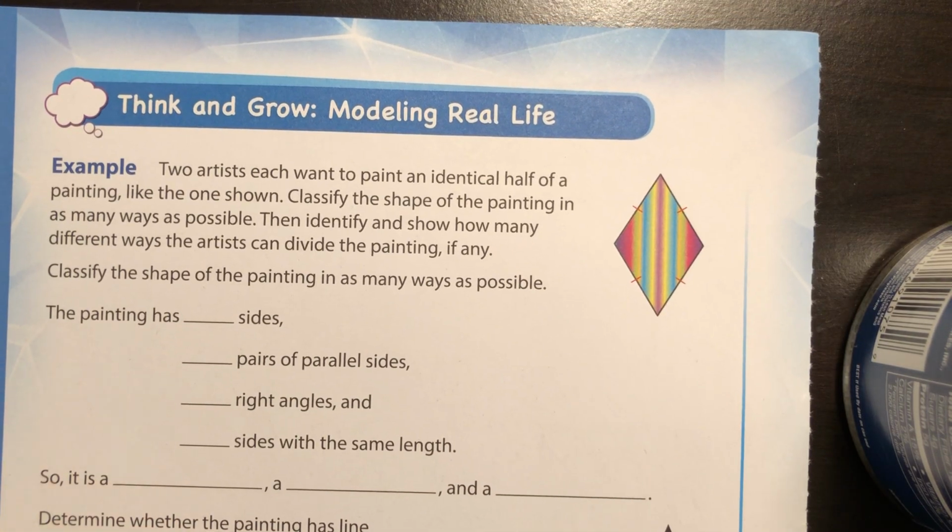Moving right along. 2 artists each want to paint an identical half of a painting like the one shown. Classify the shape of the painting in as many ways as possible. Then identify and show how many different ways the artist can divide the painting. That means lines of symmetry, okay?